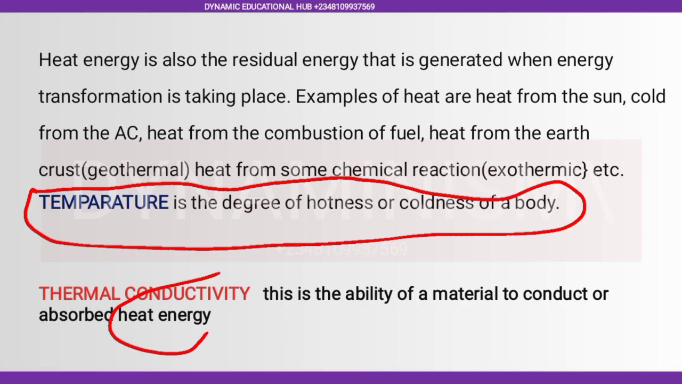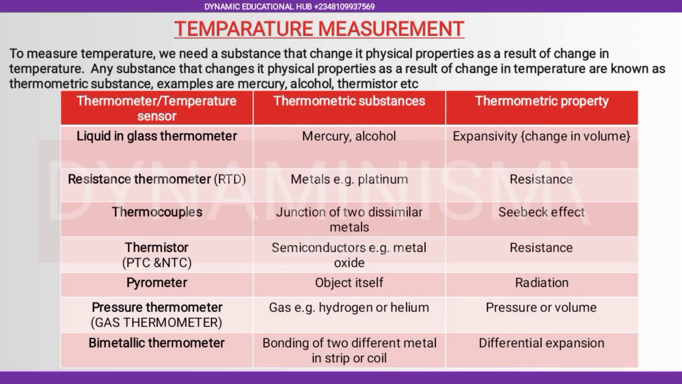Temperature. Now we have thermal conductivity. Thermal conductivity is the ability of any material to conduct or absorb heat energy. Now that property of a material to absorb heat, which means to take heat energy, is known as thermal conductivity. Now let's look at temperature measurements.